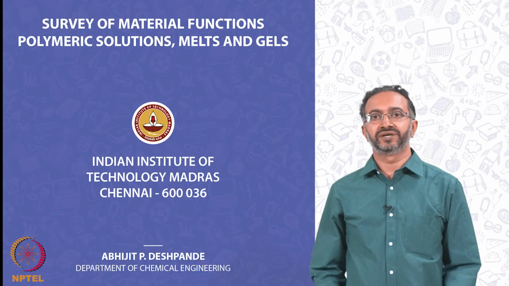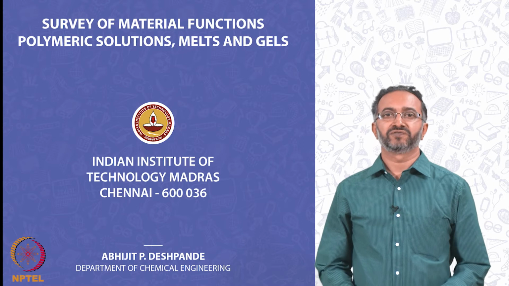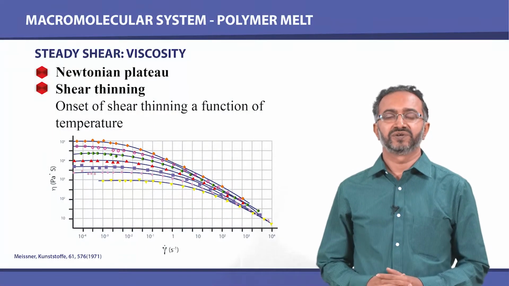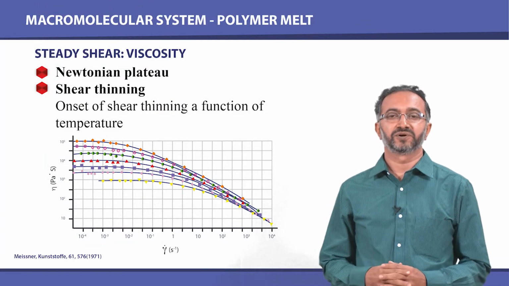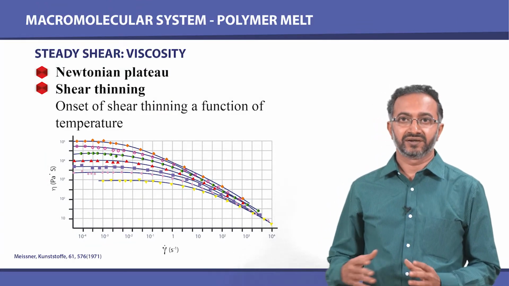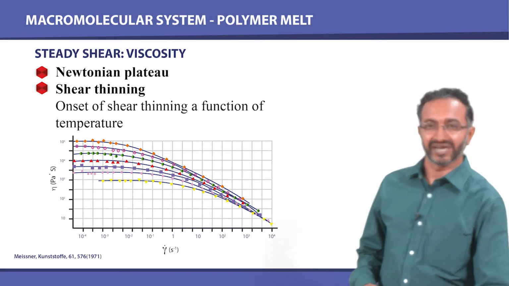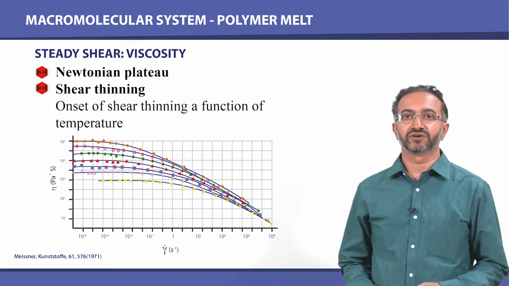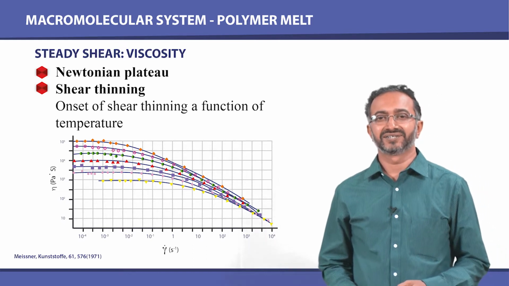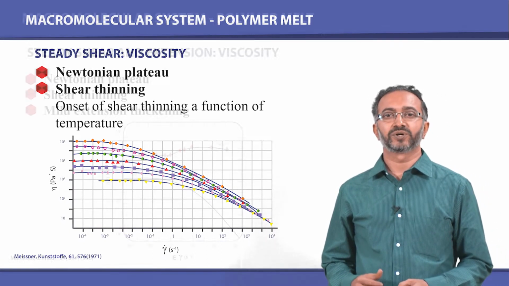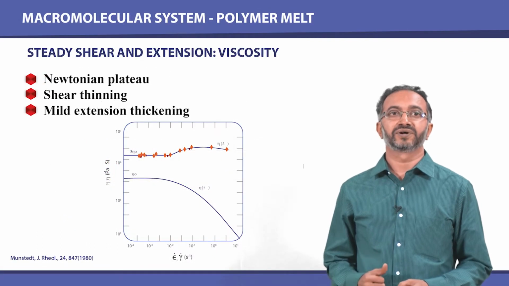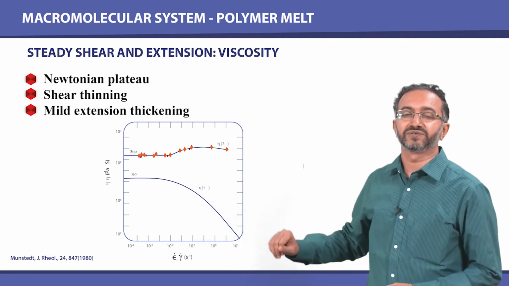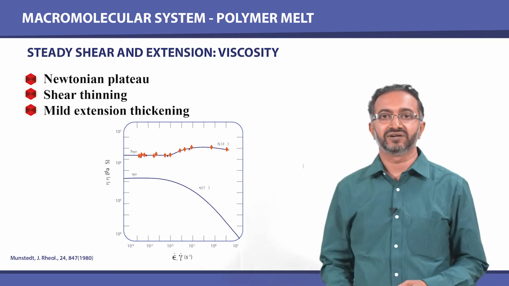So, we will continue the survey of material functions. In this set of lectures, we are looking at the response of polymer solutions, melts, and we will also look at the response of gels. We were examining the response of the melt systems, where we looked at the overall shear thinning nature of the viscosity and how viscosity decreases as a function of strain rate and the dependence on temperature.